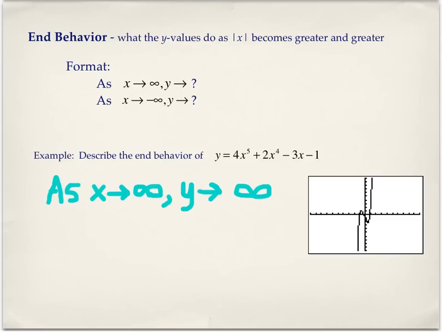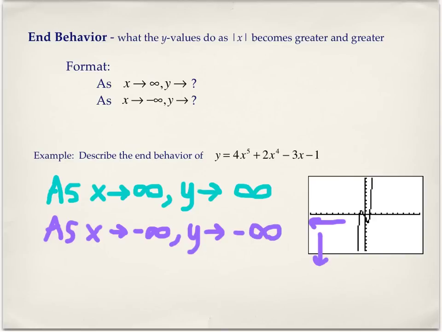And then, don't forget there's a second part. I also have to say as x approaches negative infinity, what happens to my y values? Well, in this case, you can see that as my x values keep getting smaller and smaller, it looks like my y values are also going to keep getting smaller and smaller. And so I'm going to say that y approaches negative infinity. So that's end behavior. We'll be practicing some more of these. It's not a terribly tough concept. You can do most of it just by looking at the graph. So that's the deal there.